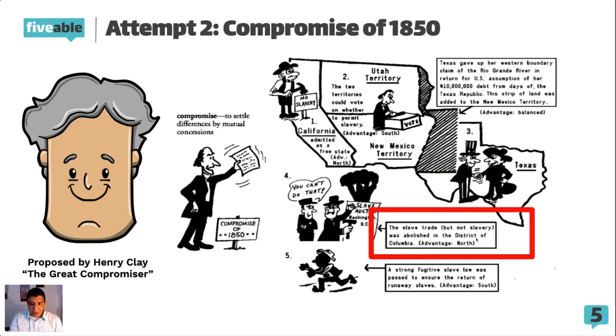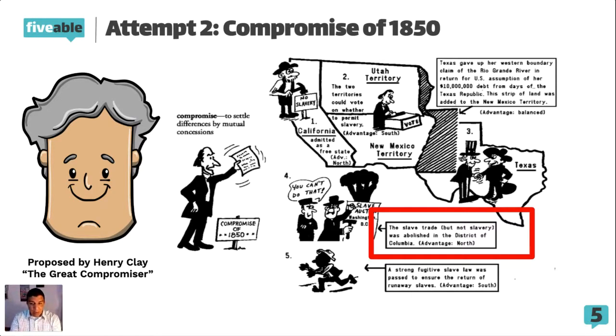Next, the slave trade, but not slavery, was abolished in the District of Columbia. Now, why would it matter that they would abolish slavery in Washington, D.C.? Why would that matter? Think about why that would matter. You have the White House, you have government. What's the last thing you want to do? Yeah, all right. Jocelyn's exactly right. You don't want to look out your window. Exactly, Zara. It's the political capital of America. You don't want to look out the window and see slaves. So they banned slavery in the capital. The advantage is for the North.